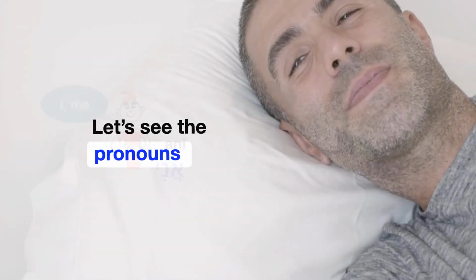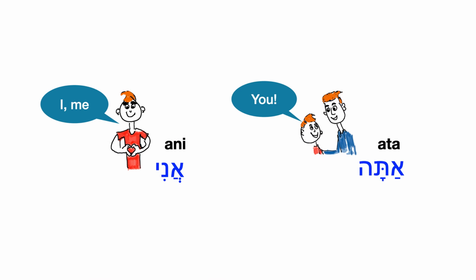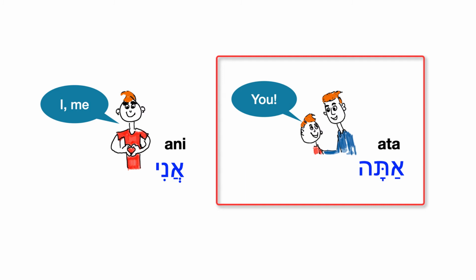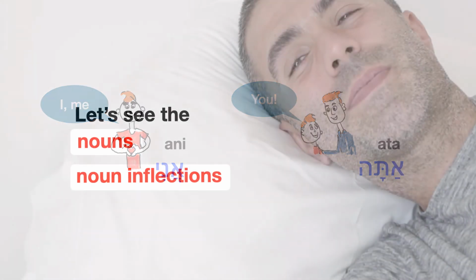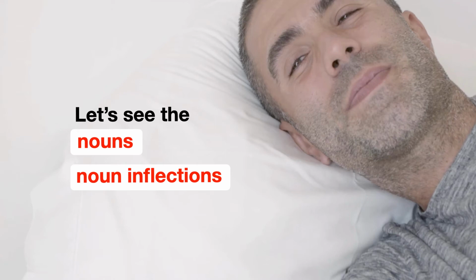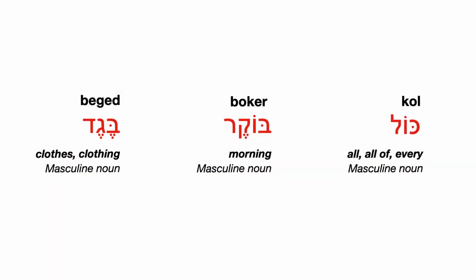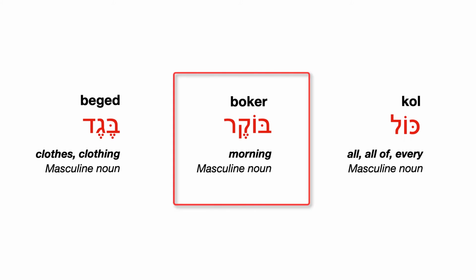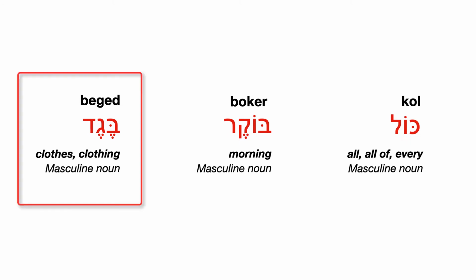Now let's look at the pronouns. In this stanza, we only have two pronouns, me, I, and you. So I is ani, and you is ata. Ani, ata. Now let's look at nouns and noun inflections. The nouns we'll see here are kol, that means all of, or every. Boker means morning. It's a masculine noun. Beged means clothes or clothing.